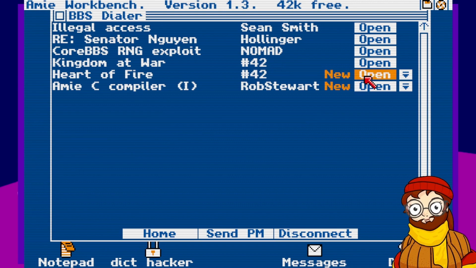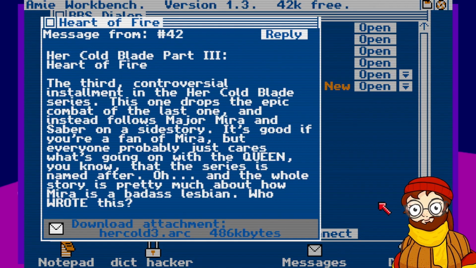Heart of Fire. Her Cold Blade Part 3, Heart of Fire. The third controversial installment in the Her Cold Blade series. This one drops the epic combat of the last one and instead follows Major Mira and Saber on a side story. It's good if you're a fan of Mira, but everyone probably just cares what's going on with the queen that the series is named after. Oh, and the whole story is pretty much about how Mira is a badass lesbian.